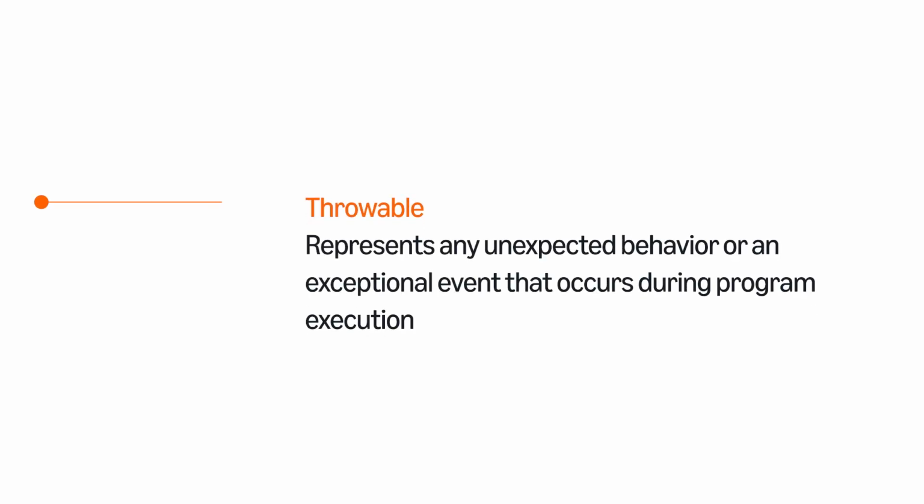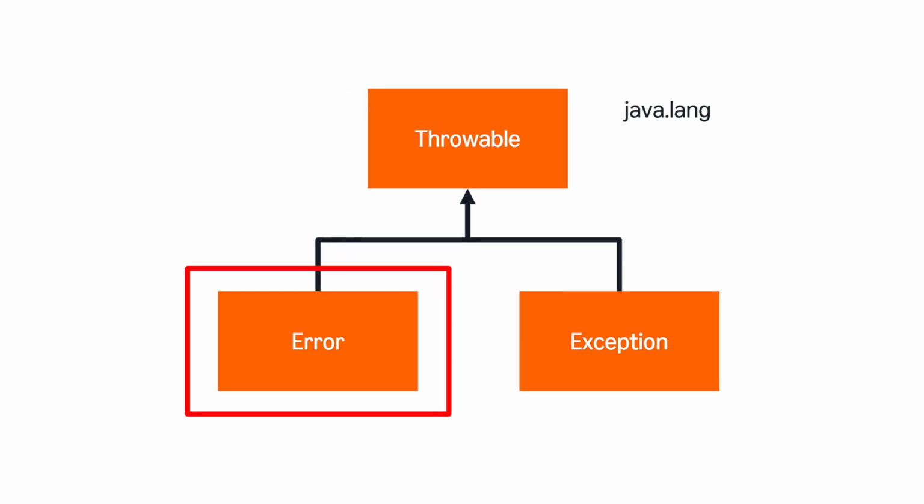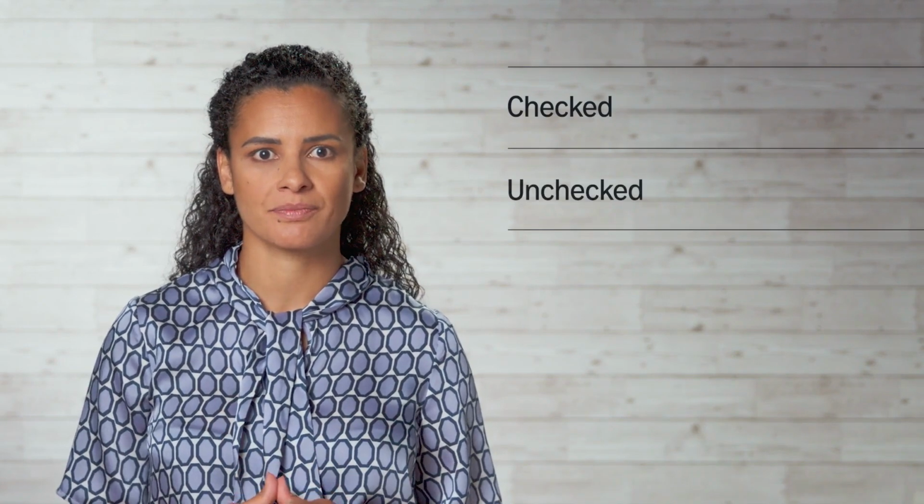In a previous video, you learned about how things can go wrong in a program and were introduced to the term throwable. As you discovered, a throwable represents any unexpected behavior or an exceptional event that occurs during program execution. A throwable can be an exception or an error. Errors and exceptions can fall under two major categories: checked and unchecked. In the case of exceptions, this categorization is based on whether it occurs during compile time or runtime.